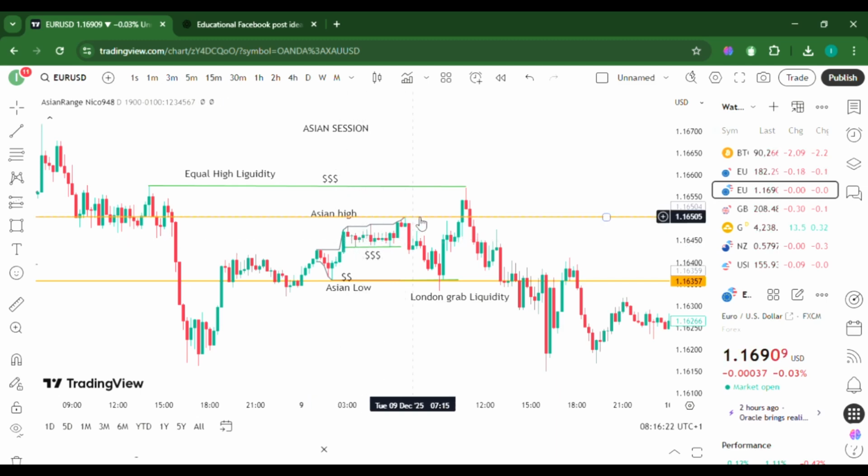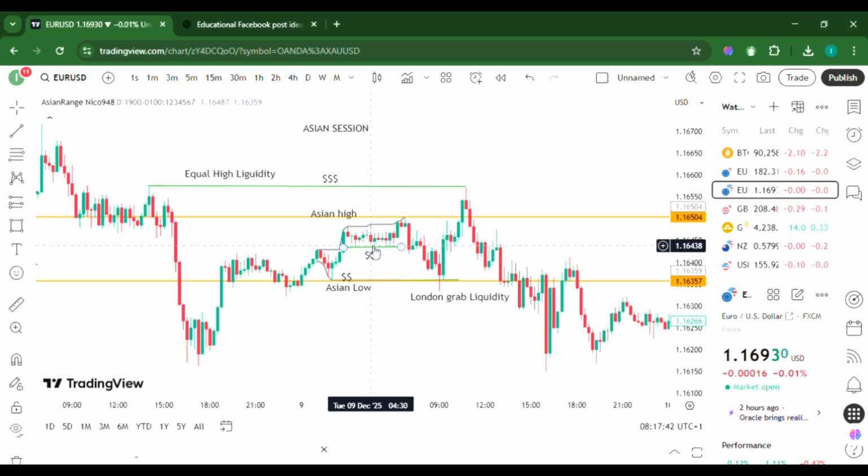Mark the high of the Asian range and the low of the Asian range. You can see consolidation here. That's liquidity. And you can see this weak low here. That's also liquidity. This is where most traders go wrong. They try to trade inside this range. But the smart traders wait. Why? Because this is the range that holds the liquidity. All of this holds liquidity.